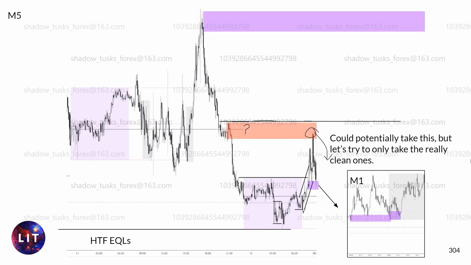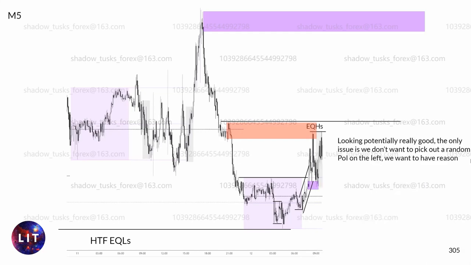And then again, we induce this to the downside. You could potentially take this, but realistically, this zone's been tested 1, 2, 3 times. So coming back here, this would not be a trade that I'd recommend taking, because it could very easily just continue lower. So let's only look to take the really, really clean trades. That's going to be our objective with this.